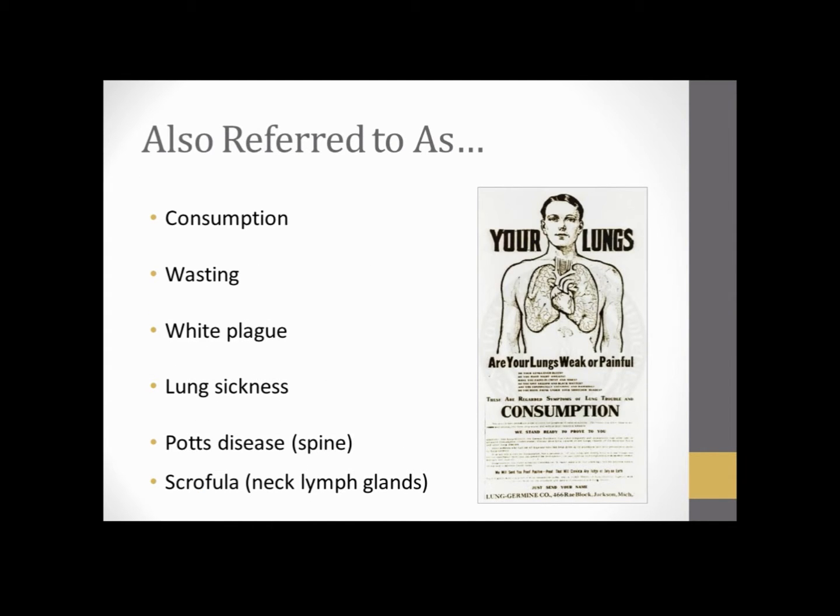TB is also referred to as consumption, wasting, the white plague, lung sickness, Pott's disease if TB is in the spine, and scrofula if it's in the neck lymph glands. It's important to become familiar with these alternate names because some of the population still refer to TB by some of these terms, especially the elderly population.